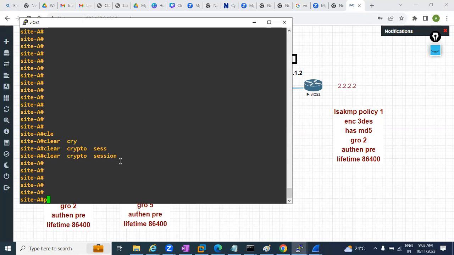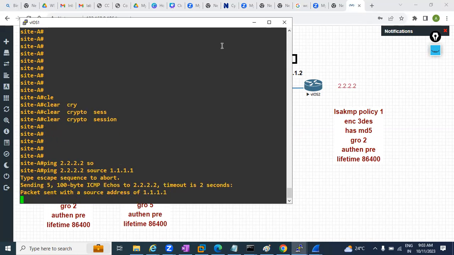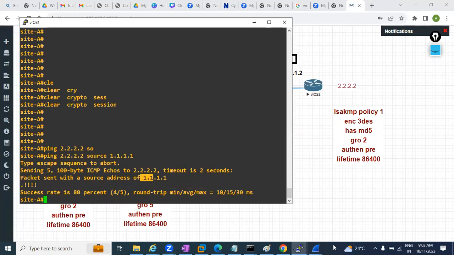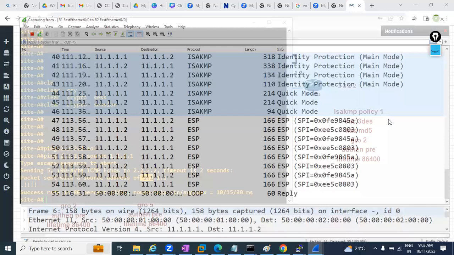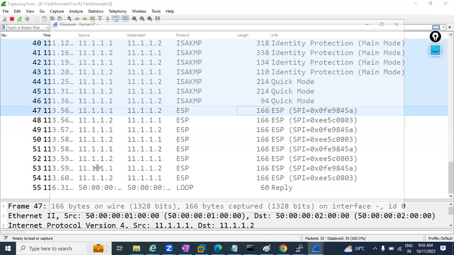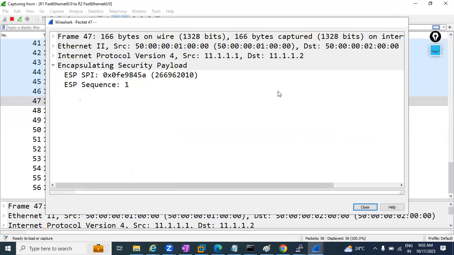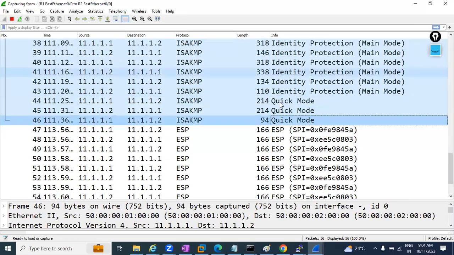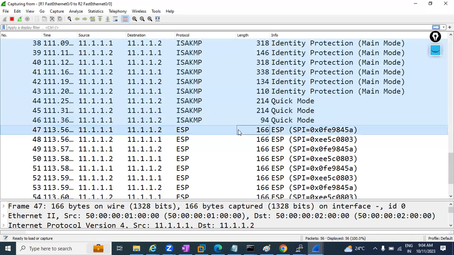Okay. And now again, we'll just generate the packets from 2.2.2.2 as a source to 1.1.1.1. Okay. We have generated it. And if I'll be back here, and this is ESP. And ESP, if you will open it, you can see, up to here, we have 9 message exchanges. But as you can count it here, this is the first request.